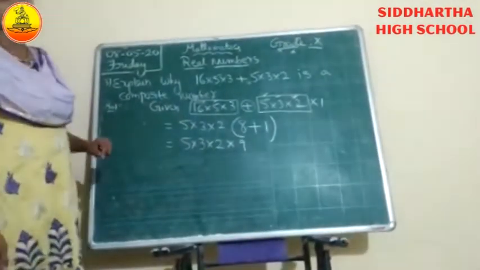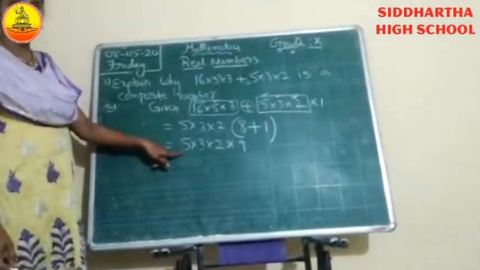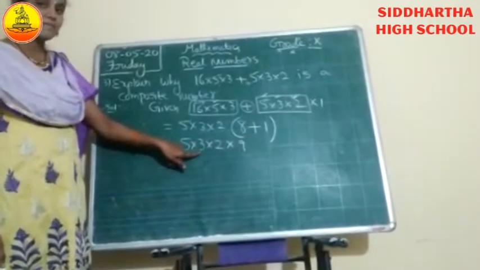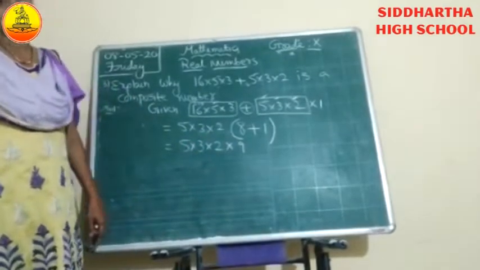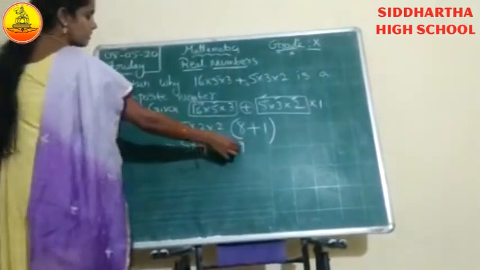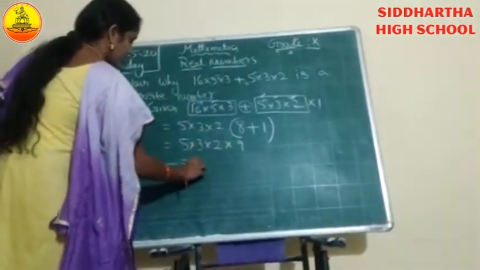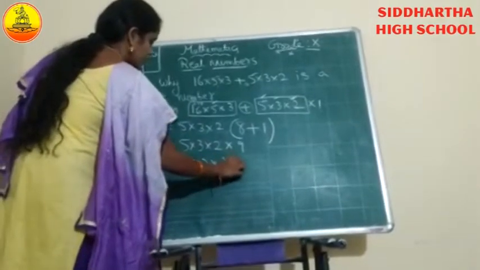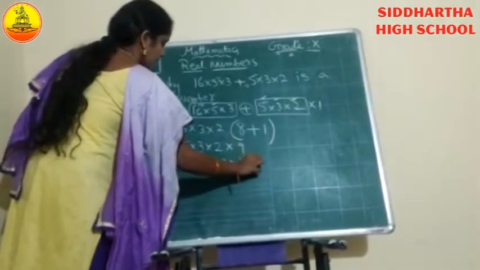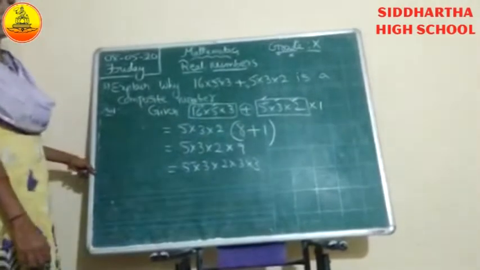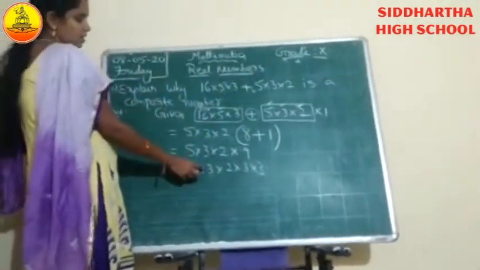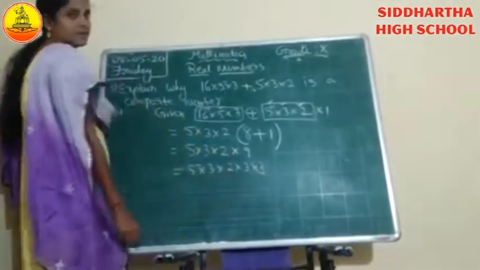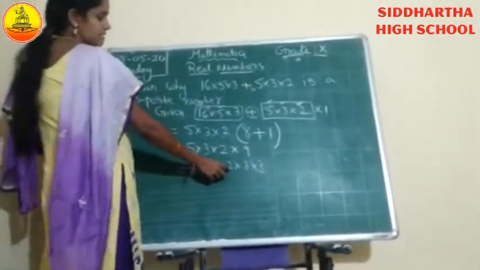First you check whether it is a prime number or not. 5 is a prime number. 3 is a prime number. 2 is a prime number. 9 is not a prime number. So I have to write 9 as the product of primes. 5 into 3 into 2 into 9, which can be written as 3 into 3. Now what do you observe here? We wrote this number as a product of primes. All numbers are prime numbers.